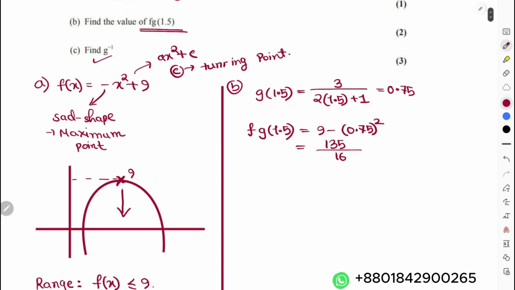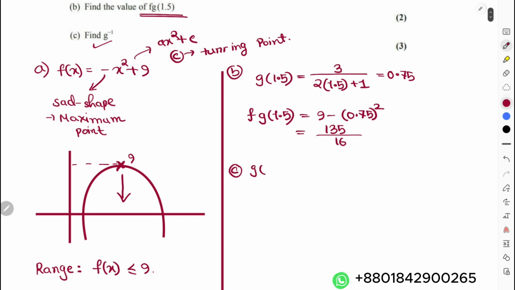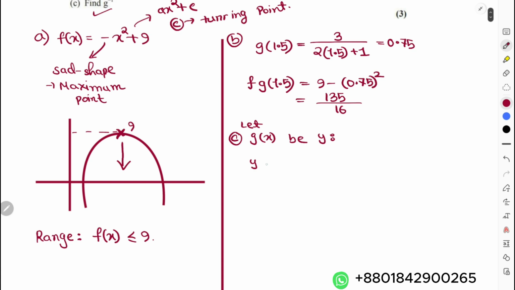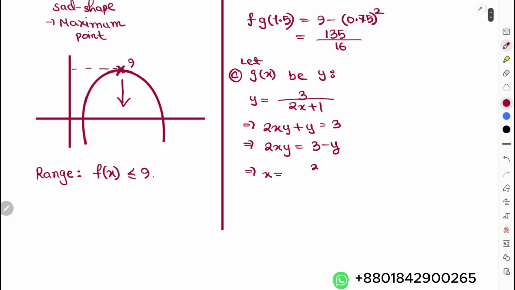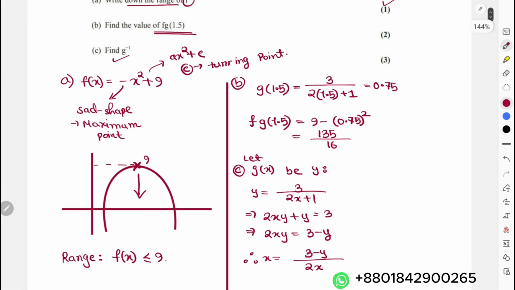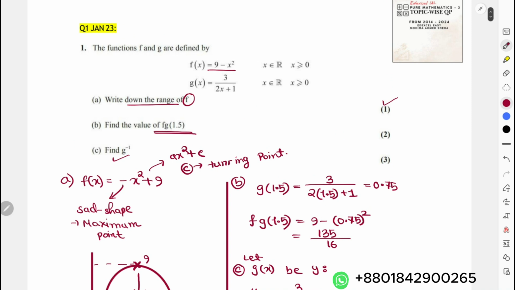Then the inverse of g, I already know how to do that. For part C, let g(x) be y, and in that case we get y equals 3 over (2x plus 1). Taking the denominator to the left hand side, you get 2xy plus y equals 3, and then you take every y to the right hand side, so you get 2xy equals 3 minus y, and finally you get x equals (3 minus y) over 2y, right? And that is your equation for x. This is it for parts A, B and C. We are done with your question 1 also.